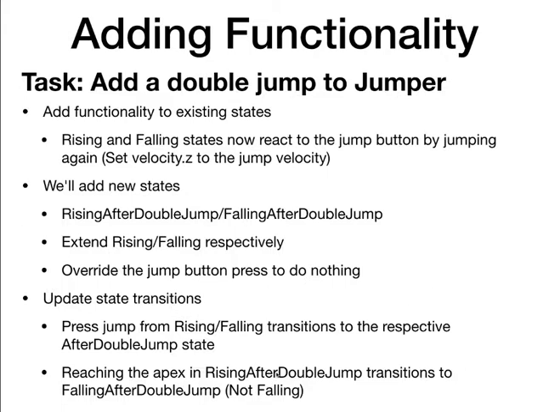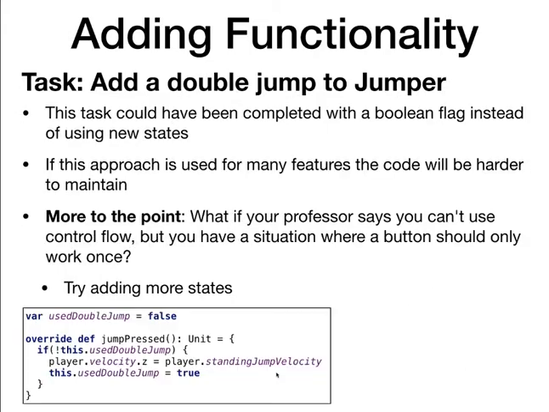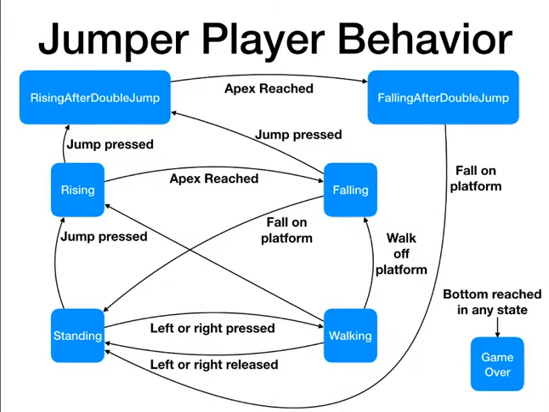And then our transitions, we'll add a few more state transitions in there. I'll talk about this last. Our state diagram, just the way I organized it on the slide, looks a little messy, but we added these 2 new states and transitions to be able to get to those new states. And each one of these states is just rising after double jump, extends rising, overrides jump press to be empty, do nothing. So not much work to add this new functionality, and we get a double jump in our game.